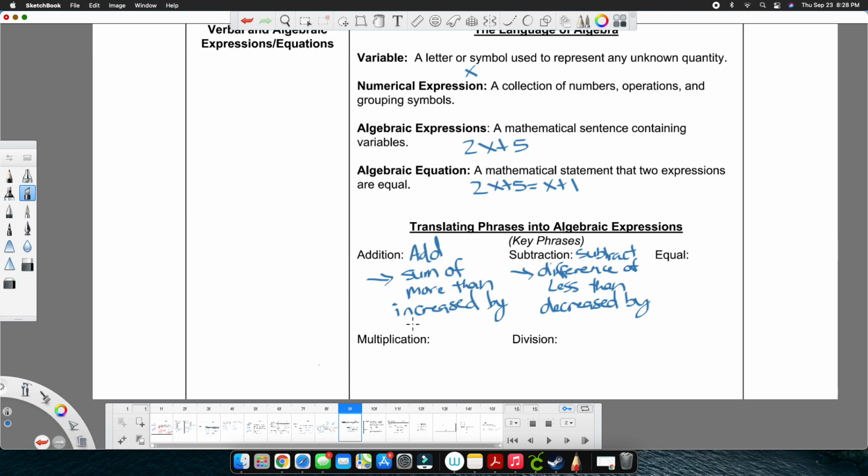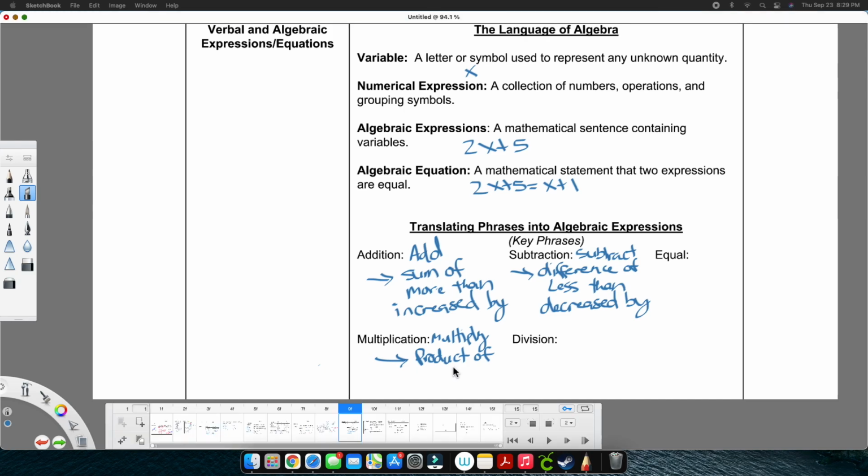Multiplication, so we can literally hear the word multiply. That's pretty easy. Product of, so this is another one where we hear product of. That means that the next two pieces are being multiplied. Of can also be used here. Times, doubled, twice, triple, there's all kinds of different words that let us know right away I'm multiplying.